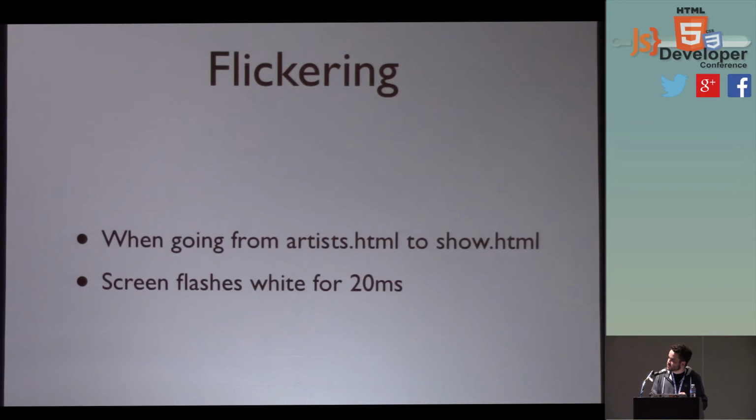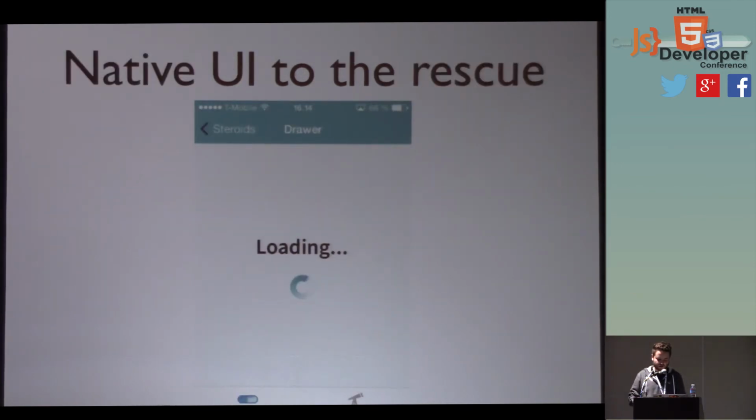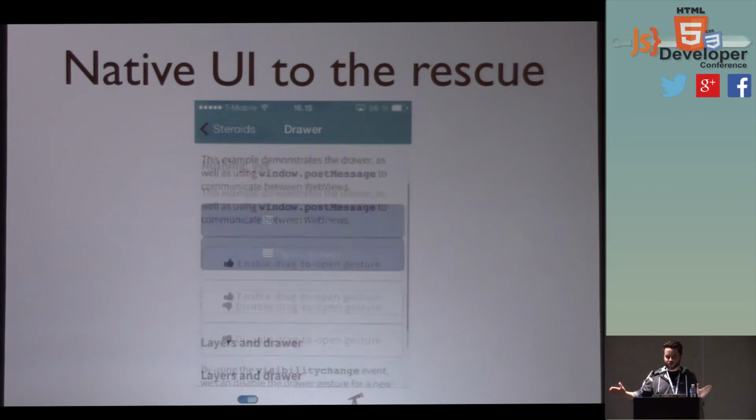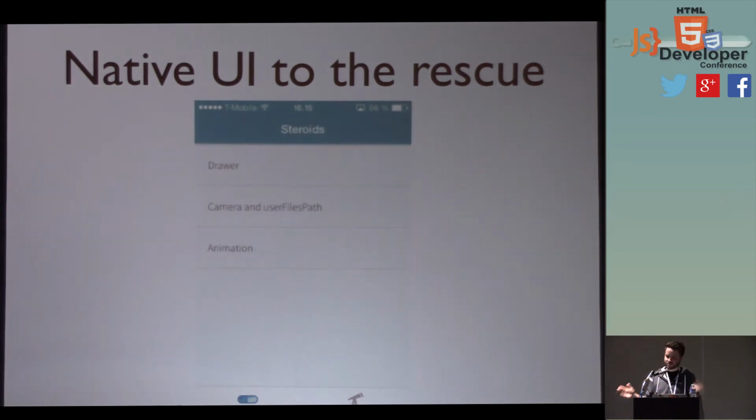So, for example, when going from artists to show.html, there's a problem that the screen will flash white for 20 milliseconds, and that's not native. But if you use hybrid UI, meaning native UI, you can do something like this. So here's a different document, and here's another one. So you can do native transitions between those two web views. And this solves the flashing. It still flashes, but you don't see it.